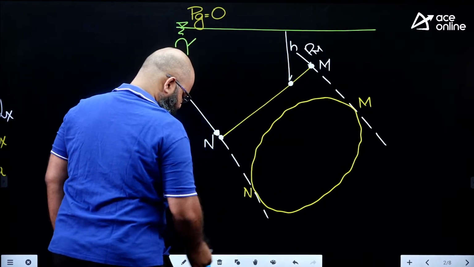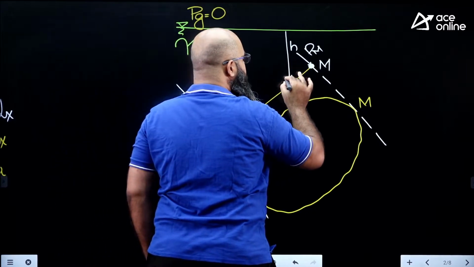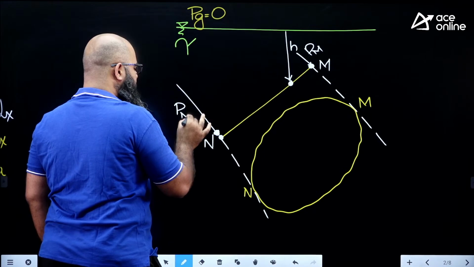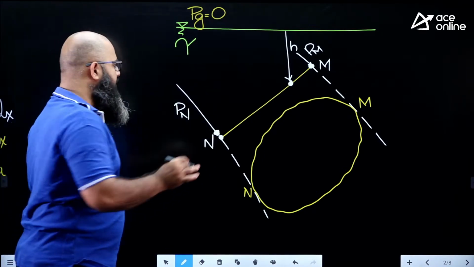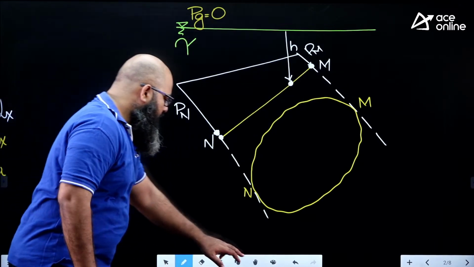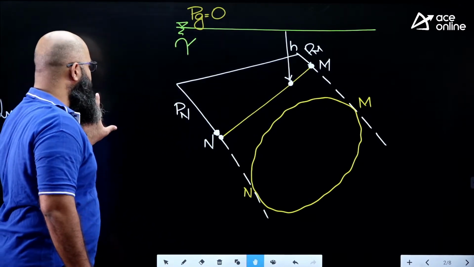The pressure over here is Pm. This pressure is Pm. And as you are going down, the pressure has increased to Pn, let us say. And this pressure is keeping on increasing like this. Now, I want you to imagine both these two.